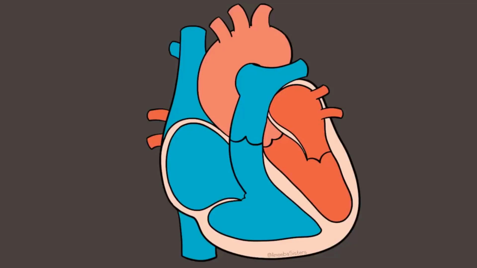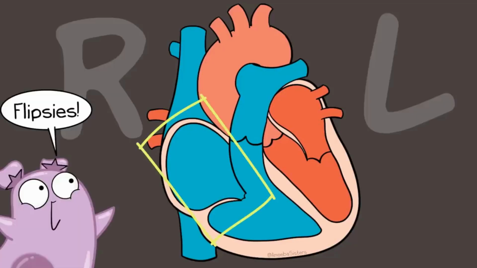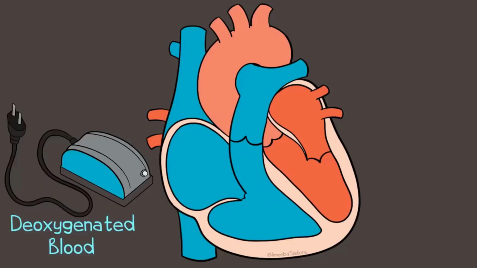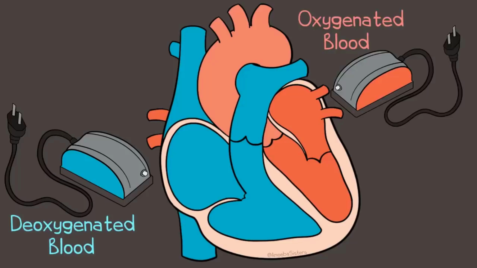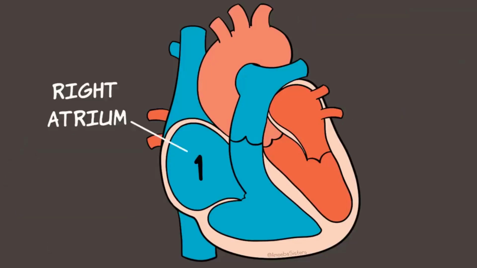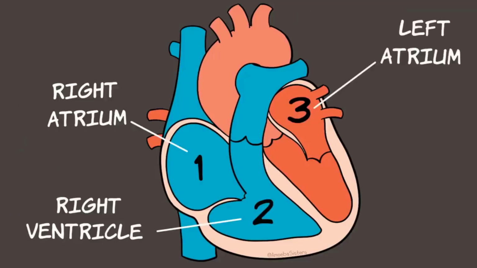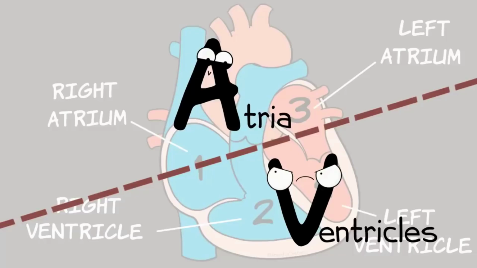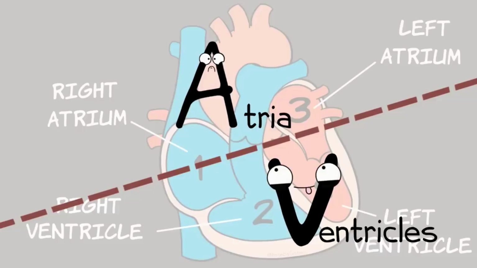So looking at this heart, the right side, and that's the person's right, so for you it will look opposite, pumps deoxygenated blood, and the left side pumps oxygenated blood. We can also see four chambers: the right atrium and right ventricle, and the left atrium and the left ventricle. I like to remember that A comes before V in the alphabet, so that helps me remember that A's for atria are at the top of the heart, V for ventricles are at the bottom of the heart. Atria also have thinner walls than the thicker-walled ventricles.